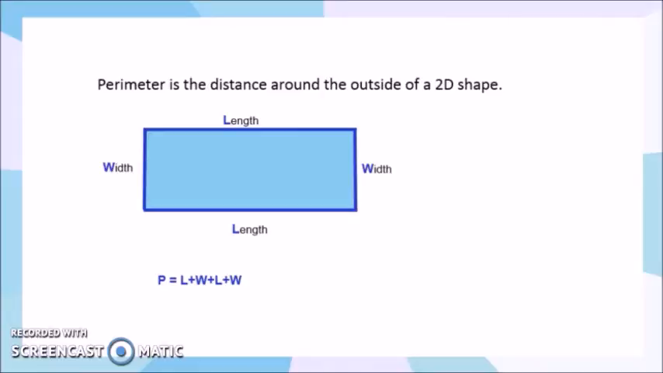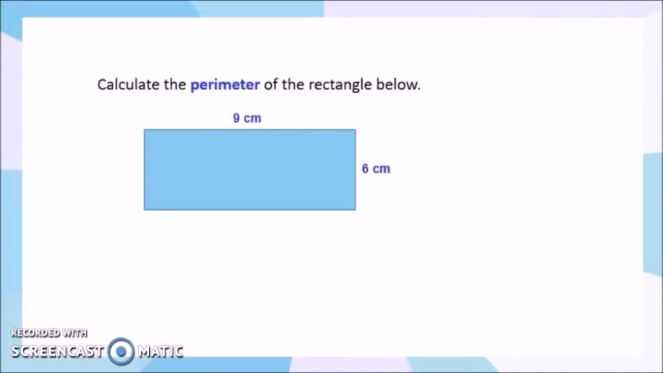Let's try an example. Calculate the perimeter of the rectangle below. So we add 9 plus 6, and again there are another two sides, 9 plus 6. So the perimeter of the rectangle is 30 centimeters.